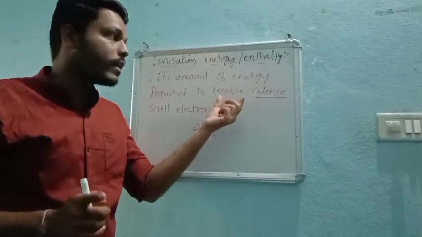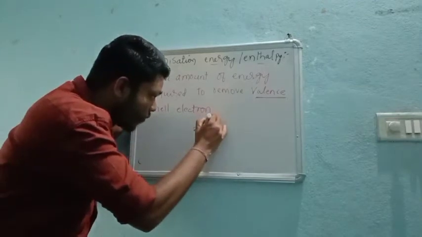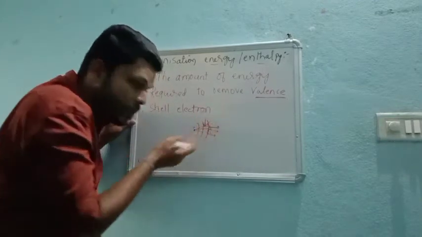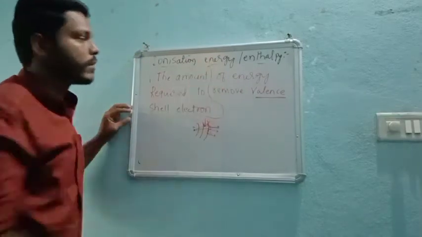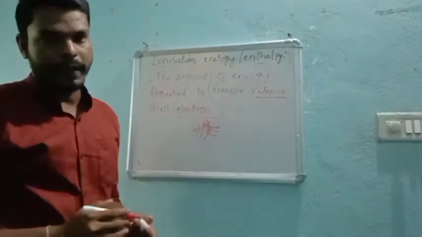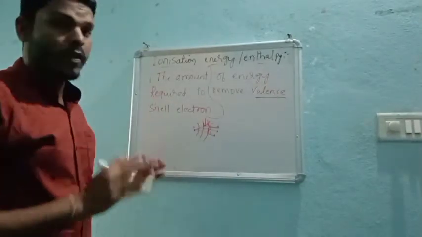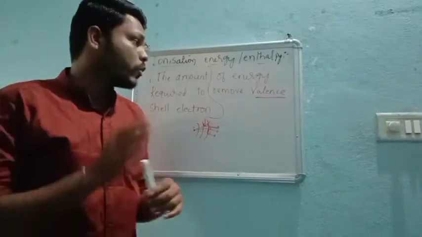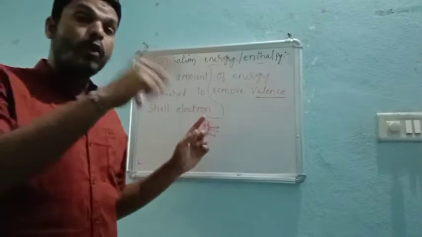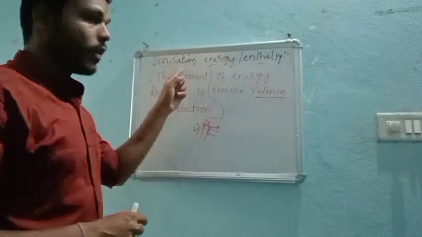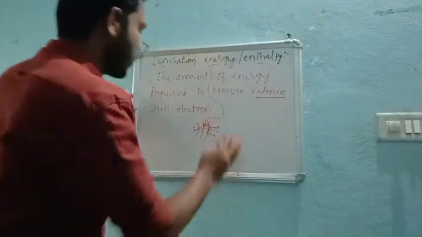The amount of energy required to remove it, and this energy that we are putting in to overcome this force of attraction, is nothing but the ionization energy or enthalpy, right? So ionization energy or enthalpy is nothing but the amount of energy required to remove the valence shell electron, or outermost shell electron. Is that clear?